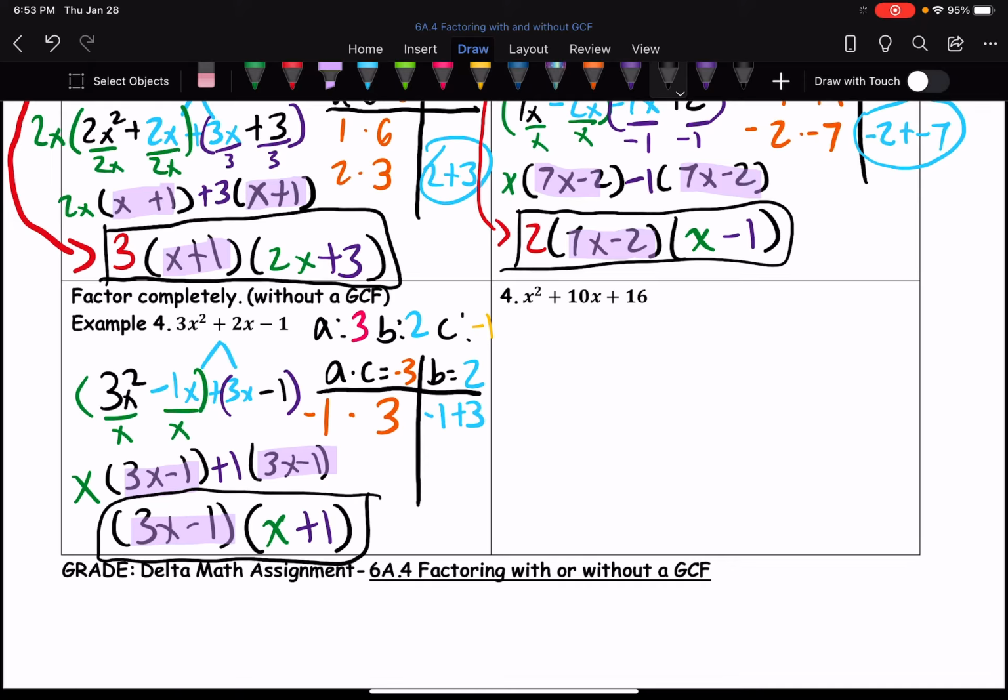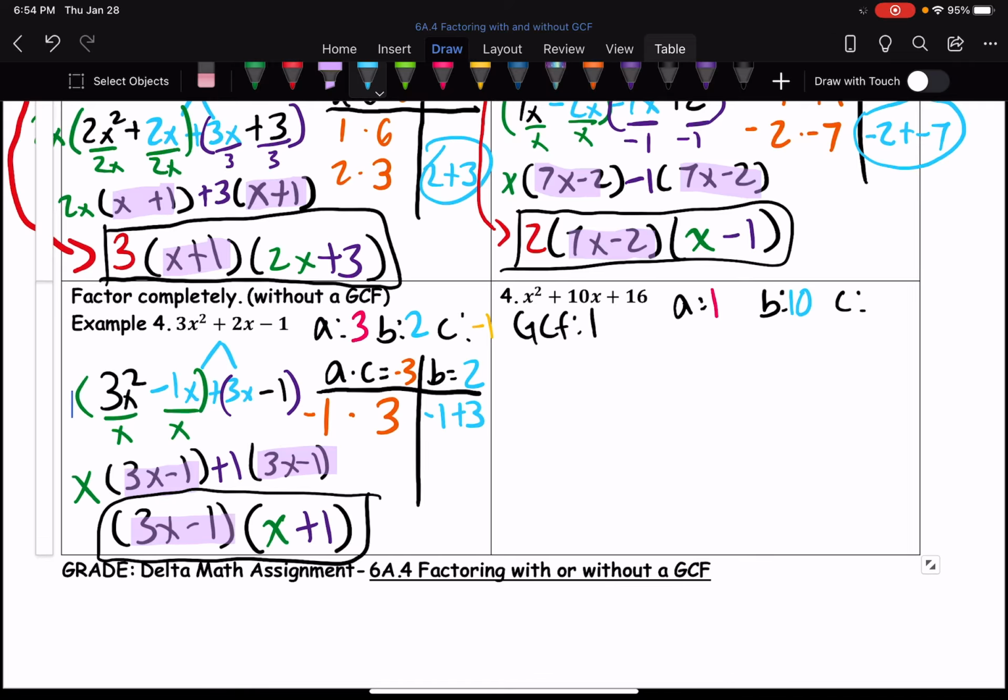All right, guys, one more example problem here. We've got x squared plus 10x plus 16. Remember, we don't have a GCF here. If it makes it easier on you, our GCF is 1, so we can't really factor anything out. We got an A, we got a B, and we got a C. Our A value is 1. Our B value is 10. And our C value is 16.